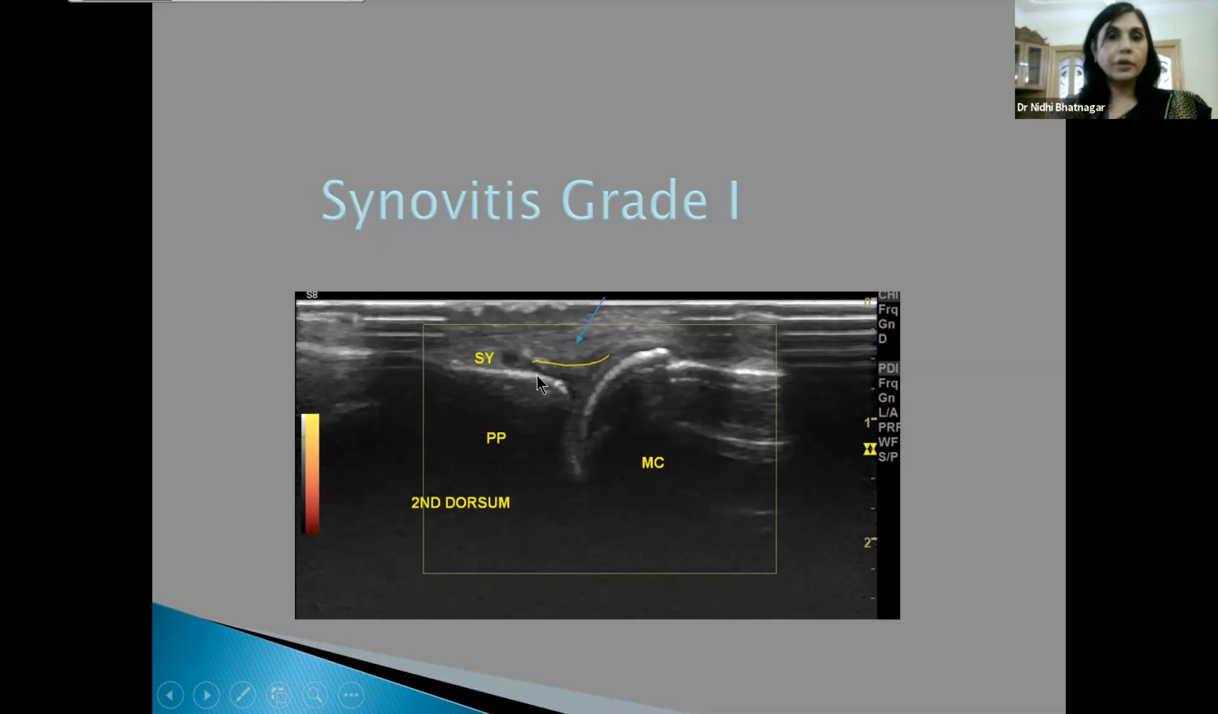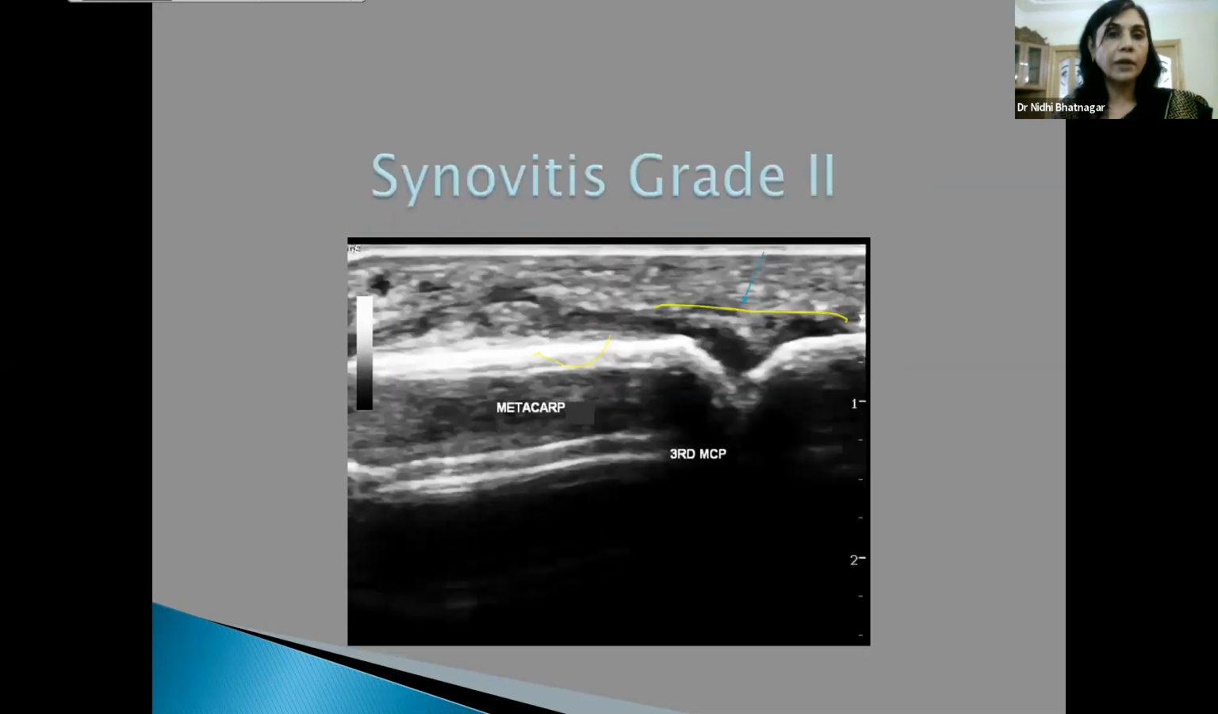Now, this was just one of the unusual cases where it was coming as grade 1 synovitis. The underlying hypoechoic cartilage, as you can see here, at the metacarpal head was well maintained, with an even thickness, joint space maintained, and smooth articular surfaces, no erosion. So this goes in favor of synovitis of grade 1.